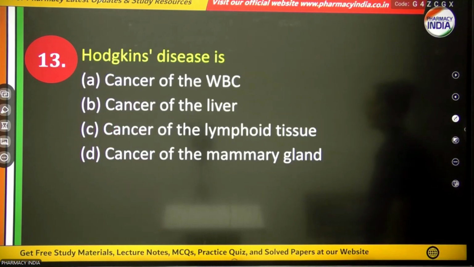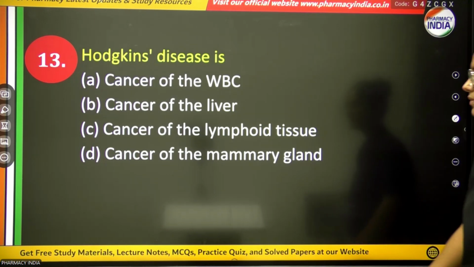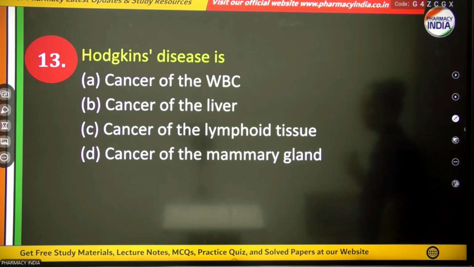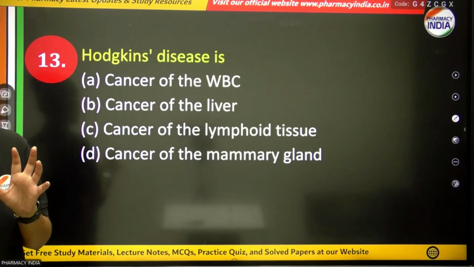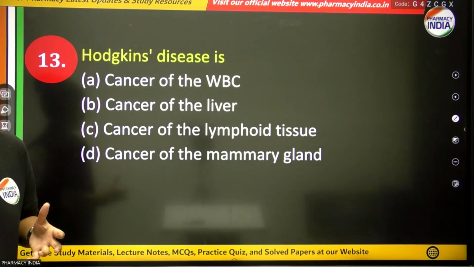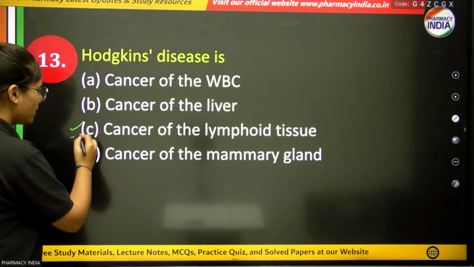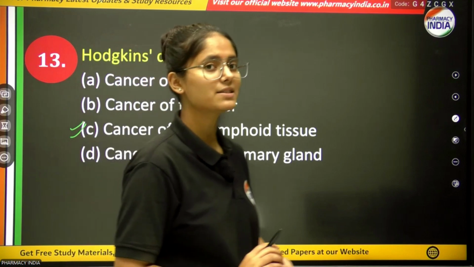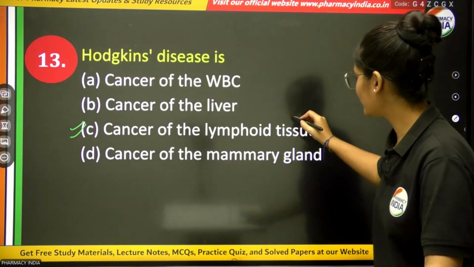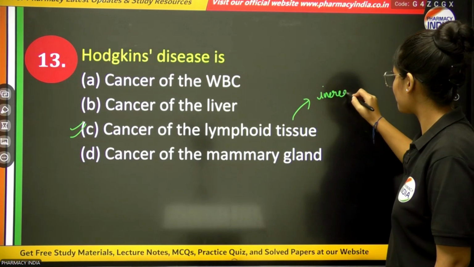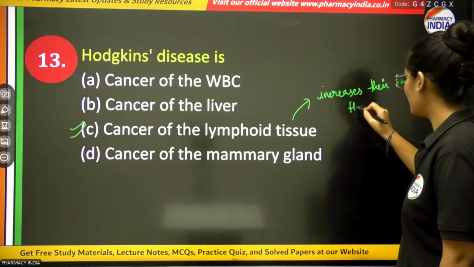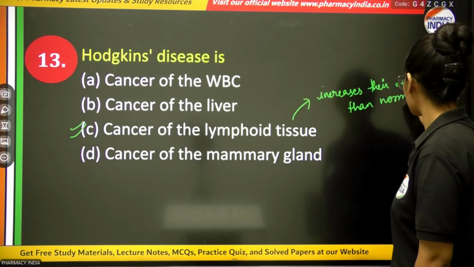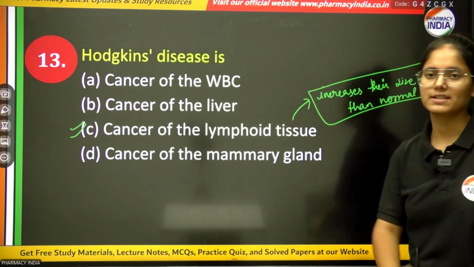Next question. Hodgkin's disease is cancer of WBC, means white blood cell, cancer of the liver, cancer of the lymphoid tissue, or cancer of the mammary gland. What is Hodgkin's disease? You must have heard about lymphoma. What is lymphoma? Lymphoma is a type of cancer. And what type of cancer? Lymphoid tissue cancer. So the correct option will be C, cancer of the lymphoid tissue. It is that type of cancer in which your lymphoid tissue increases in size more than normal. Clear? This is known as Hodgkin's disease.